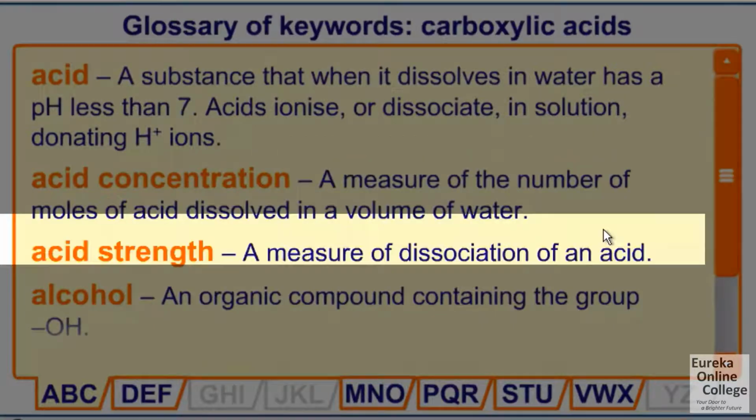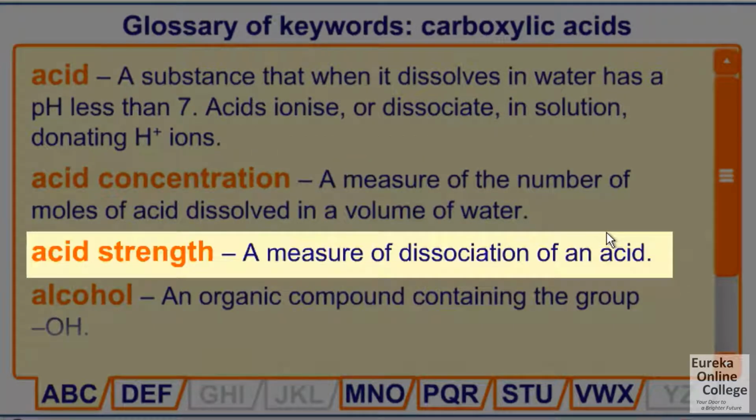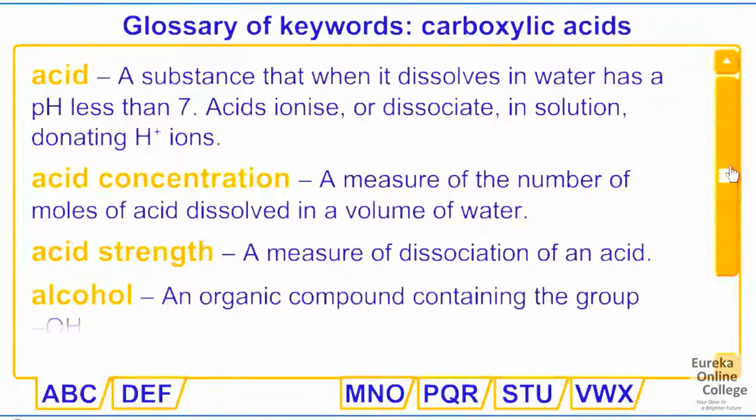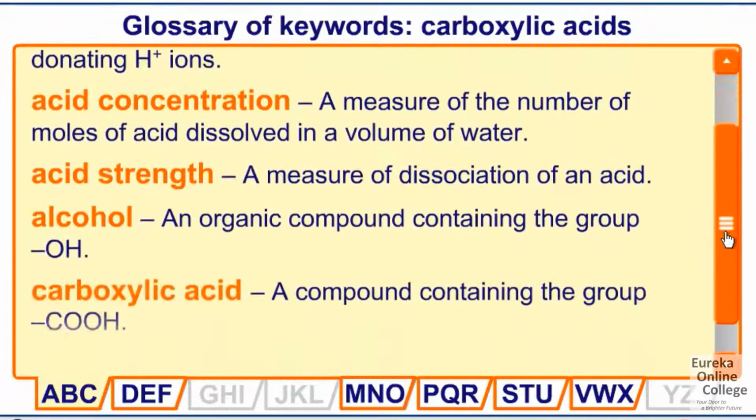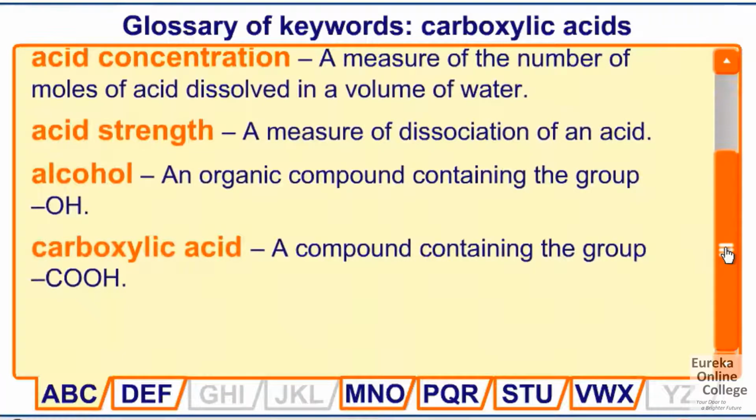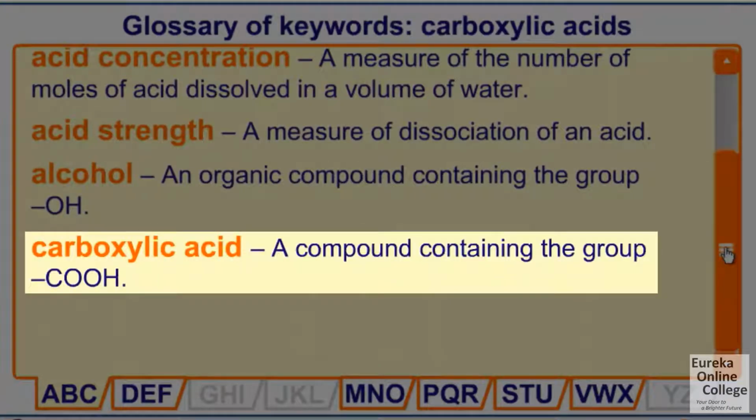Acid strength is a measure of the dissociation of an acid. So obviously if you've got lots of dissociation, you're going to have a very strong acid, whereas a small amount will be a weak acid. An alcohol is an organic compound that contains the group OH, and their names will always end in ol, so ethanol, propanol, butanol, for example. Carboxylic acids is what this PowerPoint's been all about, and it is a compound containing the group COOH.